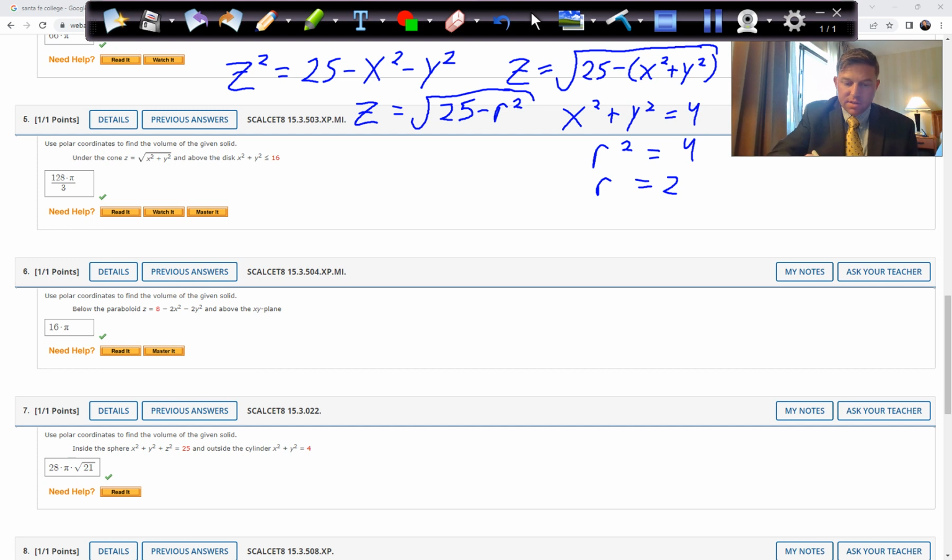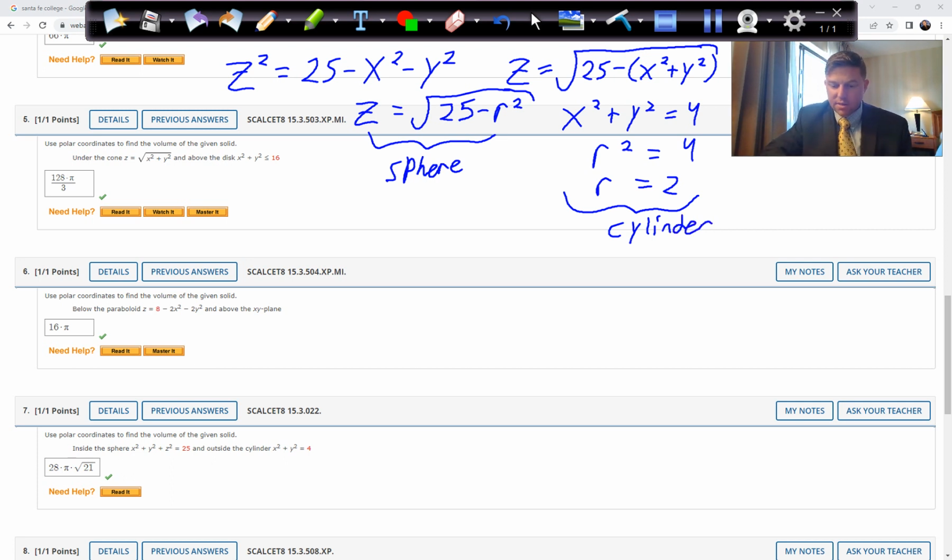This one represents a sphere, and this one represents a cylinder. And I don't think I want to try to draw that in 3 dimensions. I'm sure I'll butcher it. So we want to be outside the cylinder but inside the sphere. And so our r value has to be bigger or equal to 2. That would put us on the cylinder or outside of it.